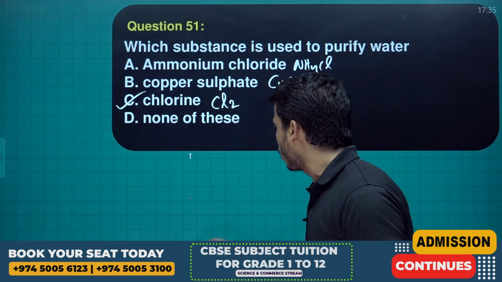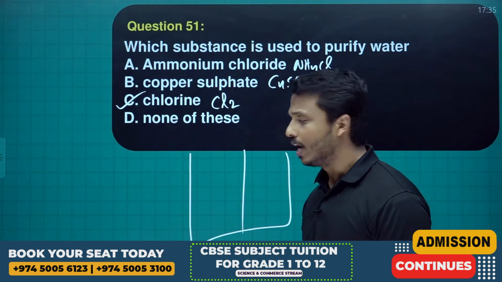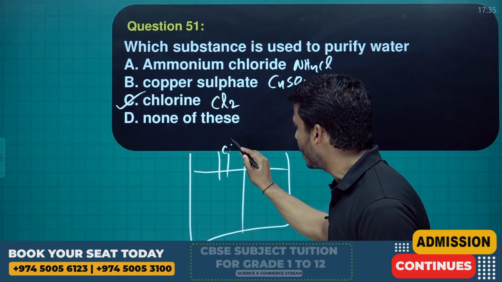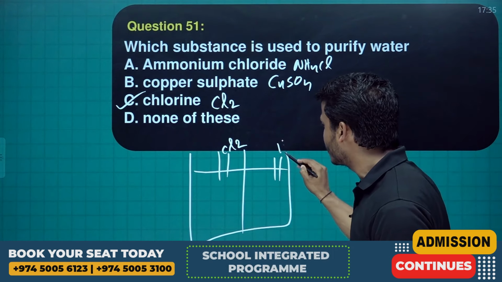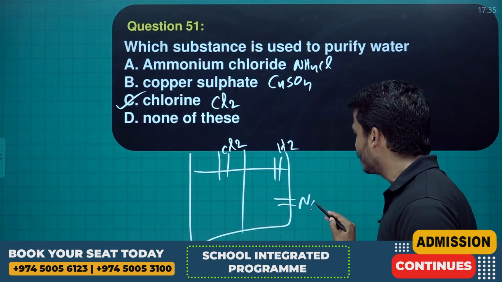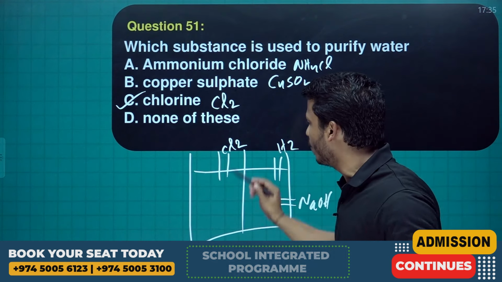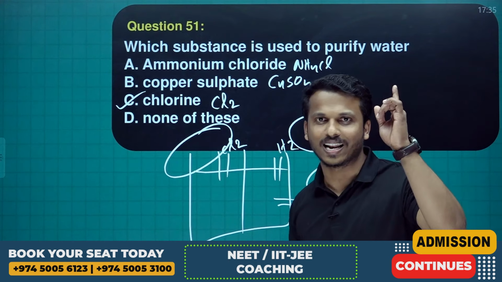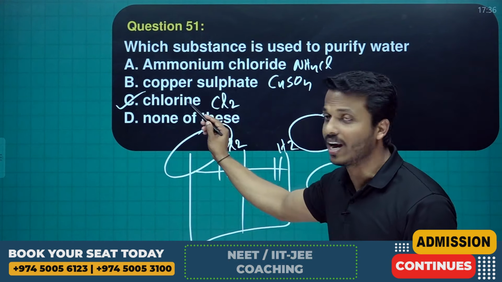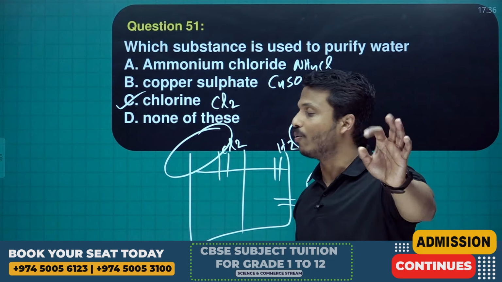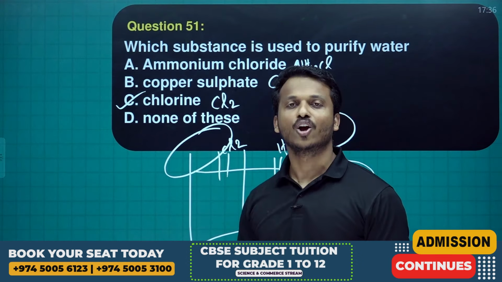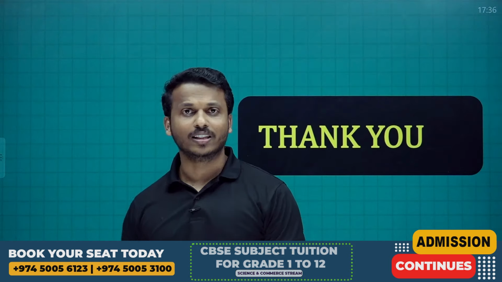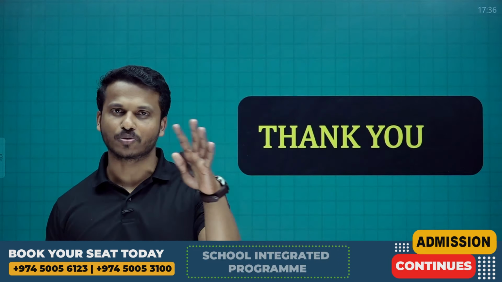Do you remember the chlor-alkali process we studied? In the chlor-alkali process, chlorine gas is generated, hydrogen gas is generated, and NaOH is generated. Here I have clearly given you the use of chlorine, hydrogen and NaOH. Please see the lecture, all of you. Chlorine is used to purify water, so we are choosing option C, chlorine. So I hope you are clear on this type of MCQ.